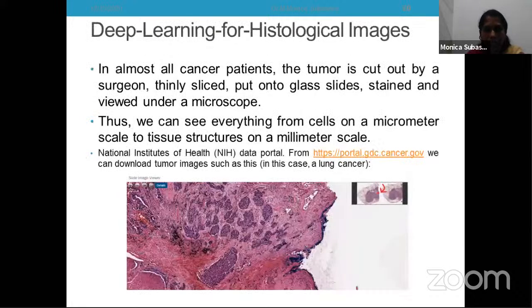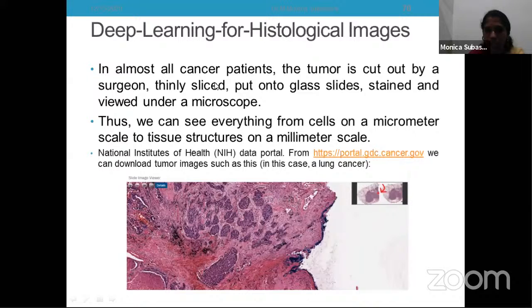And another example is histological images. In cancer patients, the tumor would be cut out by a surgeon and thinly sliced, and when you subject this to a microscope, you can see the samples. These samples will differentiate normal and abnormal, or tumor and no tumor. I got this data set from the portal gdc.cancer.gov.